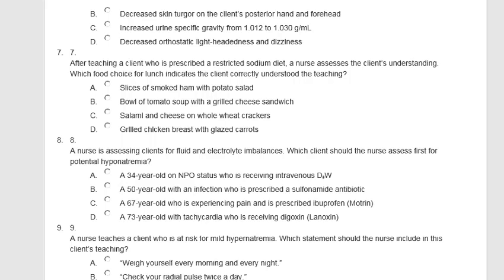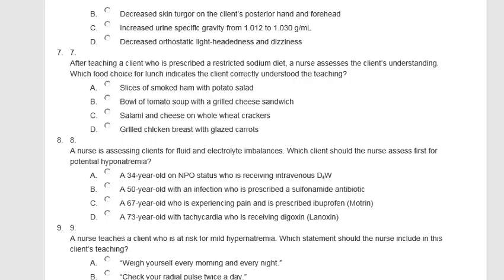Number 8. A nurse assessing clients for fluid and electrolyte imbalances. Which client should the nurse assess first for potential hyponatremia? So what is this question asking us? Which one of the following clients is at risk for hyponatremia?